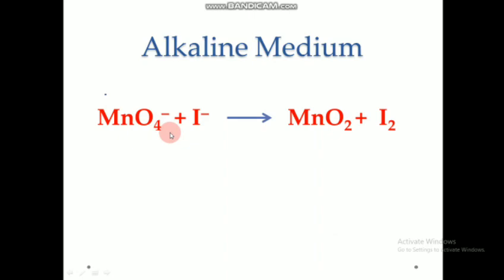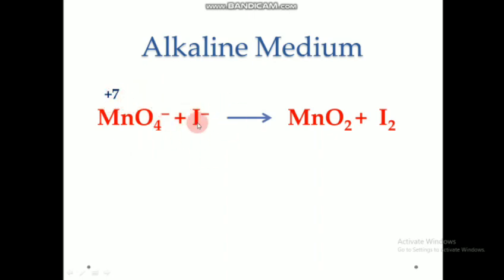MnO4 minus plus I minus gives MnO2 plus I2. The same steps as we have done for the acidic medium, we will do here. So, find the oxidation numbers of each atom and find which one is oxidized and which one is reduced. In MnO4 minus, 4 into 2 negative charges, that is 8 minus, and a net negative charge. Hence we need 7 positive charges to balance that: 7 minus 8 becomes minus 1.